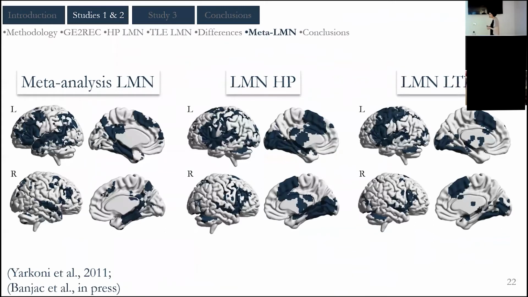Then we compared the networks we obtained in healthy participants and in temporal lobe epilepsy patients with a meta-analytic network that was based on almost 4,000 studies. And we actually found that networks resembled, meaning that we indeed managed to activate what was expected as a language and memory network. Nevertheless, there were some differences.